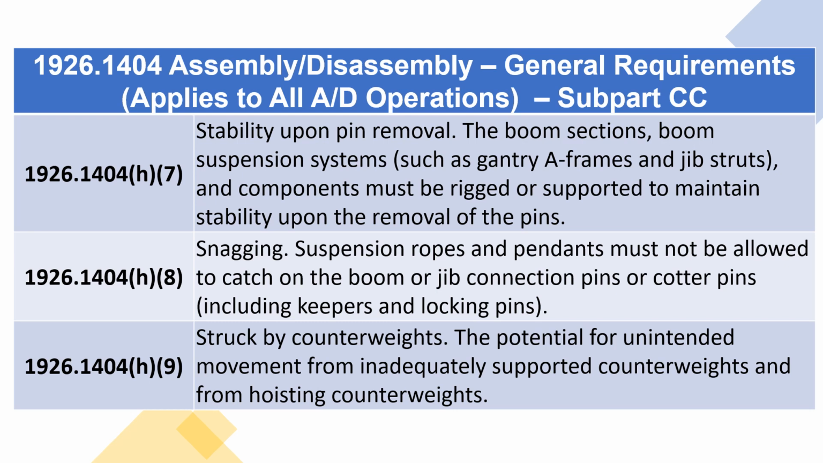1926.1404 H7 Stability upon pin removal. The boom sections, boom suspension systems such as gantry A-frames and jib struts, and components must be rigged or supported to maintain stability upon the removal of the pins. 1926.1404 H8 Snagging. Suspension ropes and pendants must not be allowed to catch on the boom or jib connection pins or cotter pins, including keepers and locking pins.